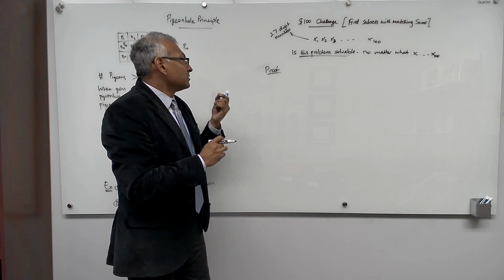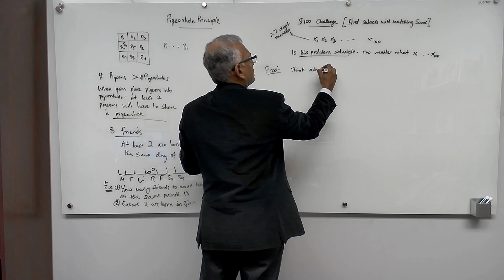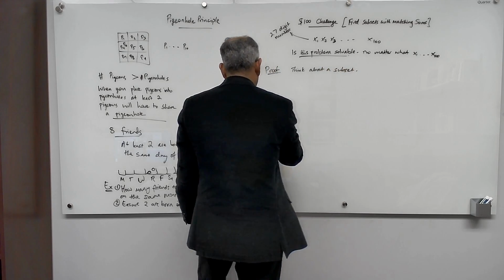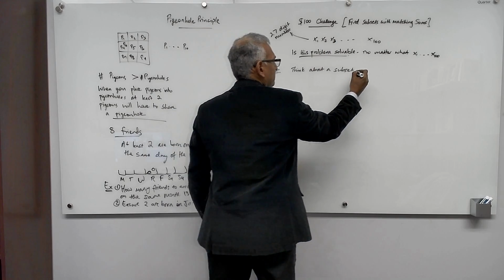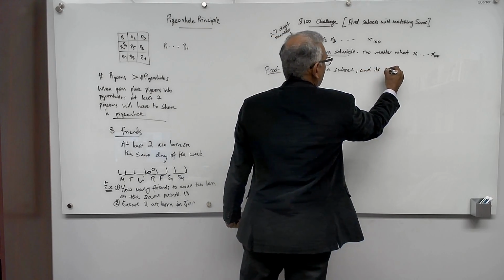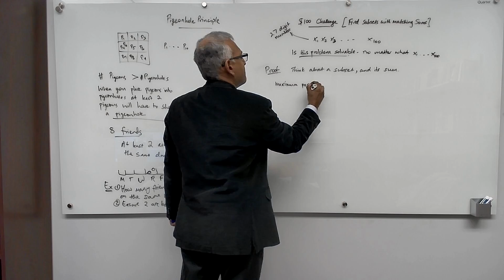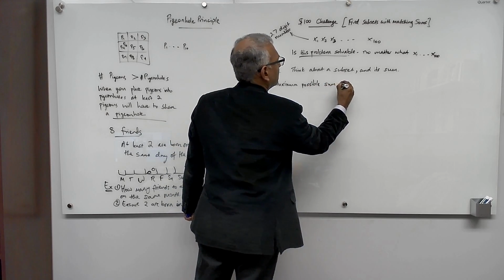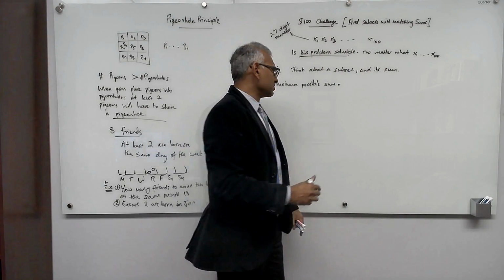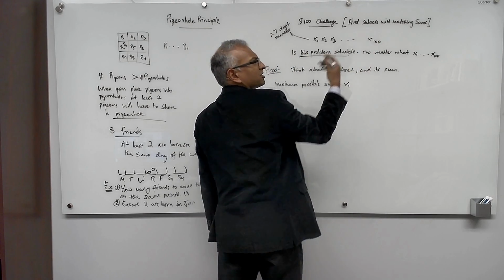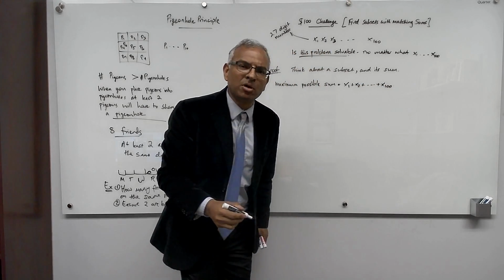So let's think about a subset. A subset is some subset of numbers like x1, x2, x3, and let's think about the sum of that subset. What is the maximum possible sum? The maximum possible sum is when the subset contains all the numbers. They're all positive numbers, so it's x1 plus x2 up to x100. That's the maximum possible sum.